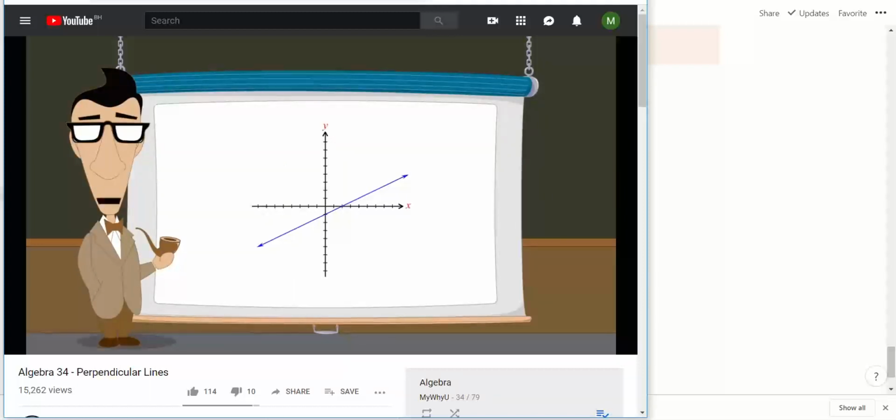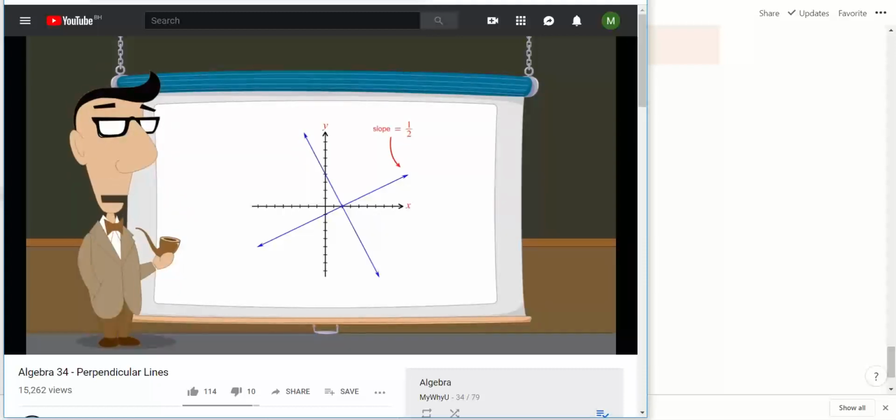For example, if we know that the given line's slope is 1/2, then the slope of the perpendicular line must be the negative reciprocal of 1/2, or -2. We can then use point-slope form to write the equation of a perpendicular line through any given point.